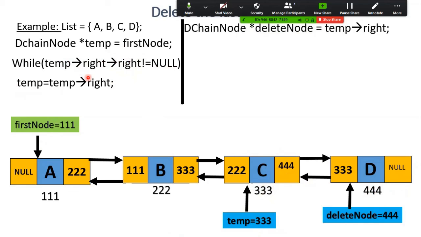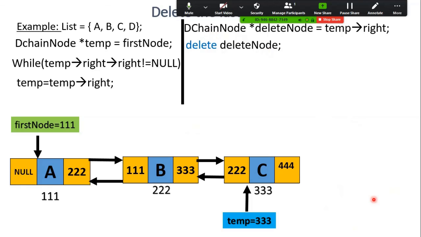Okay. Next, what we do? I take one separate pointer, delete node. Delete node is pointing to what node? It is of type D chain node. It holds the address as what? Temp of right. What is the temp of right? 444. Nothing but it's the last node address, nothing but D node address. So I can delete easily the D node. How to delete? Delete using a delete operator. Delete node. That is I delete.